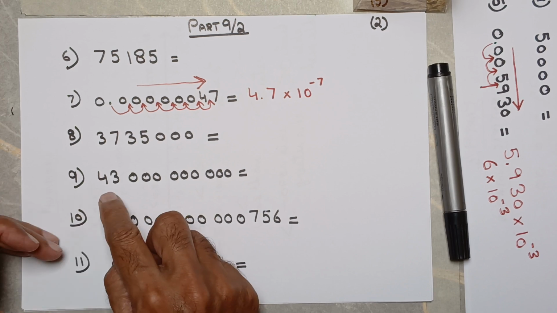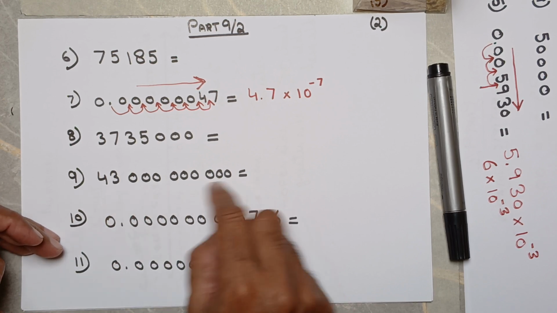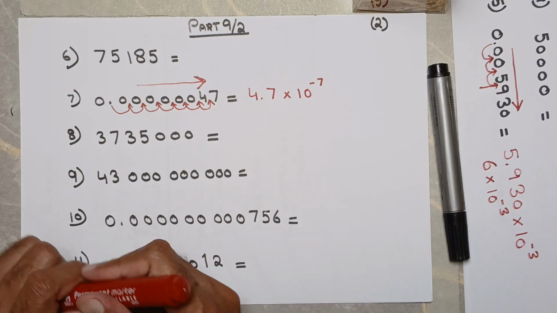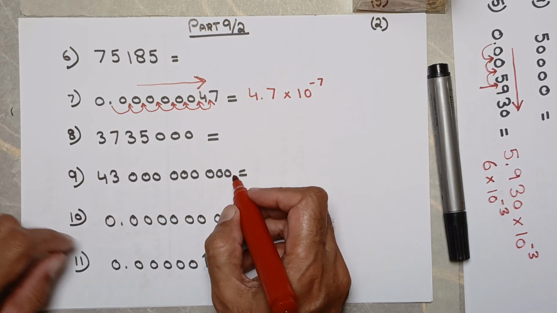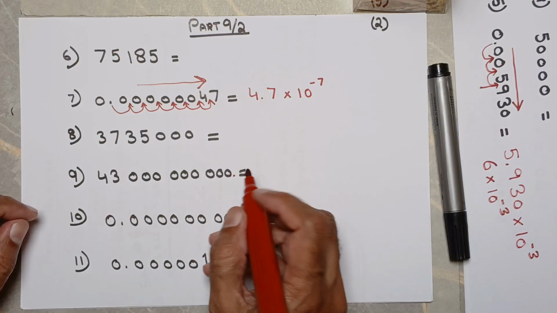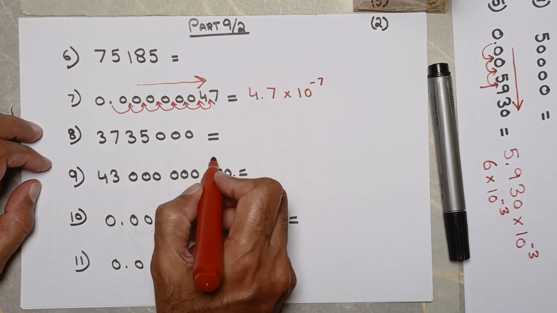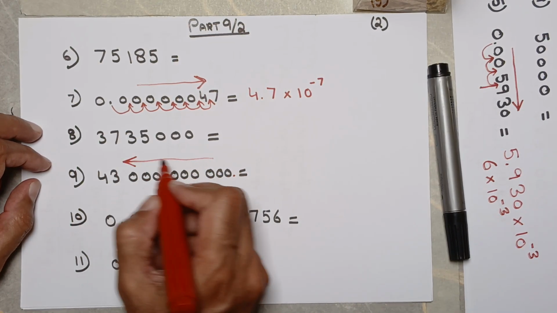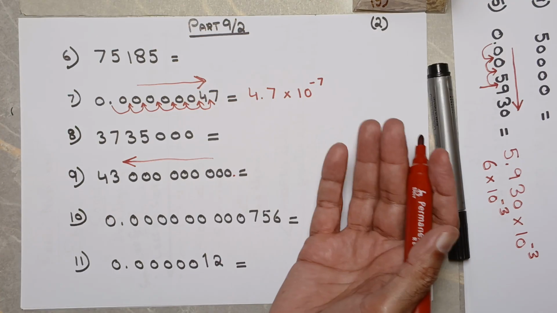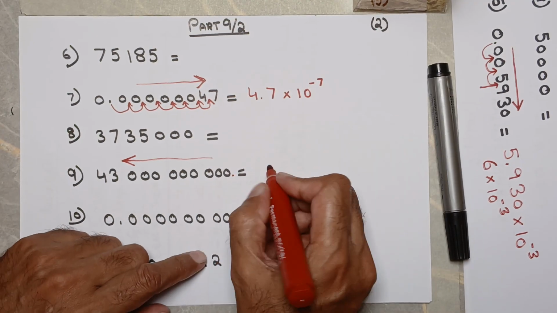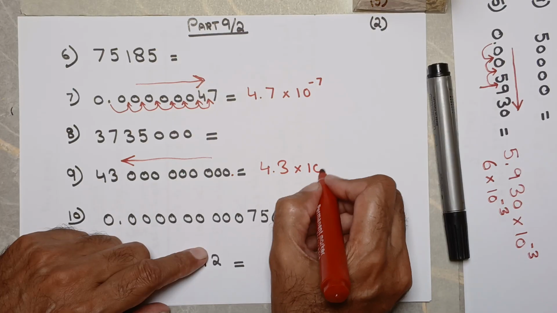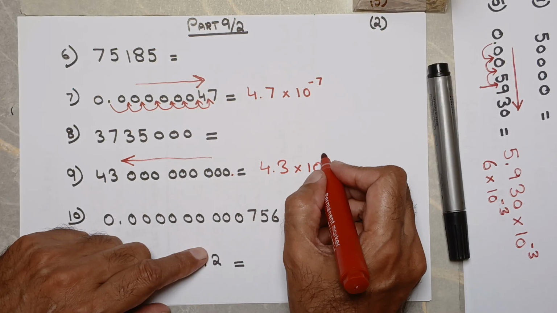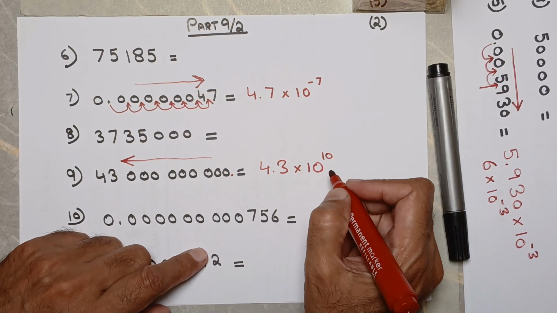Now it is an extremely large value, 43 billion. So where is the decimal? The decimal is over here, and I am going to move this decimal 10 places towards the left over here. And whenever I move my decimal towards the left, it means that I have got a positive exponent. And I will write it as 4.3 multiplied by 10 raised to the power 10 over here. I have got a positive exponent.